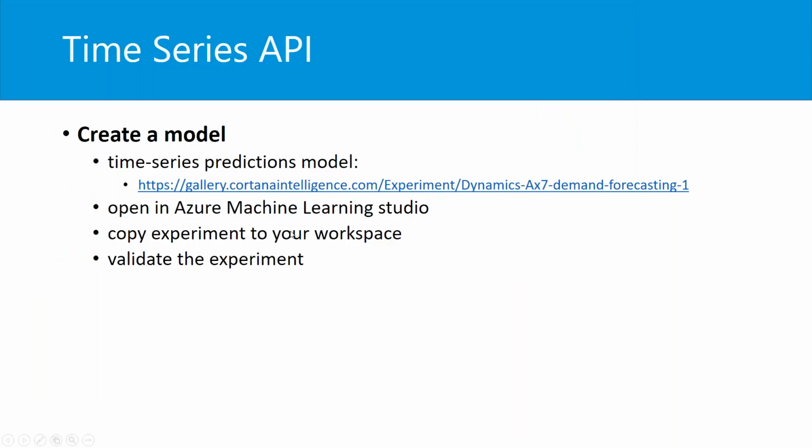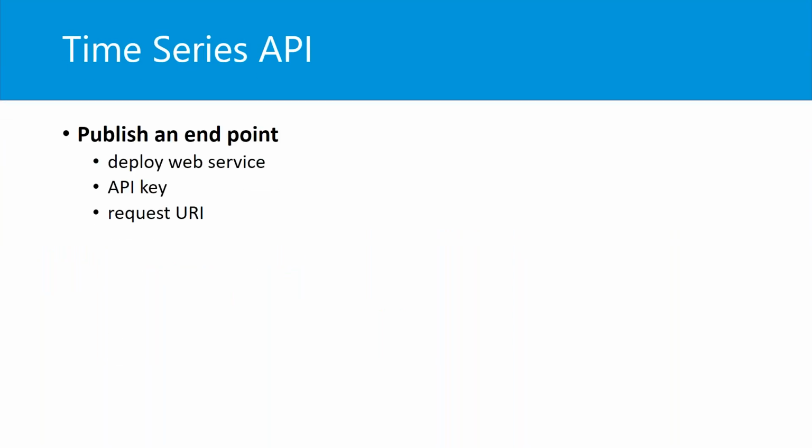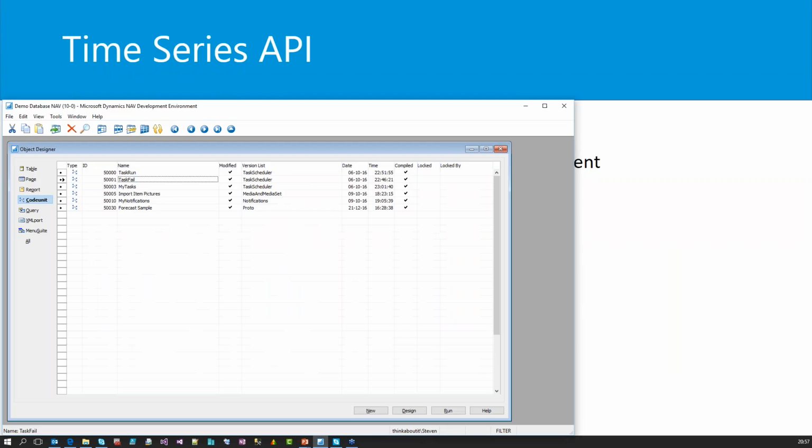Now, in the How Do I video, I've explained by default how to do that. Okay, so we need the API key and the request URI, and then we will get predictions. Now, how will this work? Let me just demonstrate that. So what do I have in here? I have a code unit. And where is my code unit forecast?